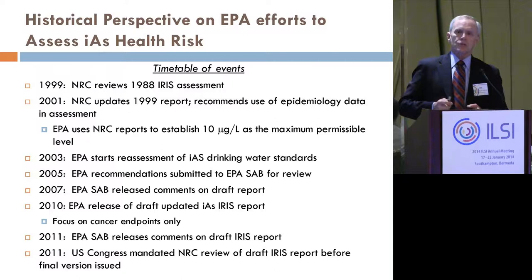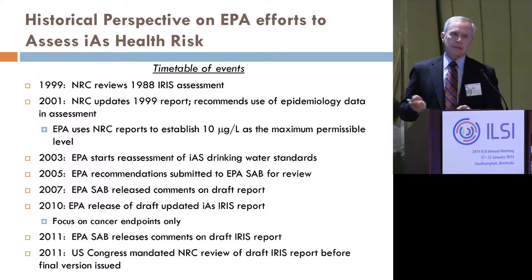The initial IRIS assessment for inorganic arsenic was conducted in 1988 by EPA, and it was reviewed in 1999 for the first time by the National Academy of Sciences National Research Council. In 2001, the NRC updated their 1990 report and started to focus on the growing and very compelling body of epidemiology data that were becoming available. And at this time, in 2001, this 10 ppb level, 10 micrograms per liter, was established as the maximum permissible level in drinking water.